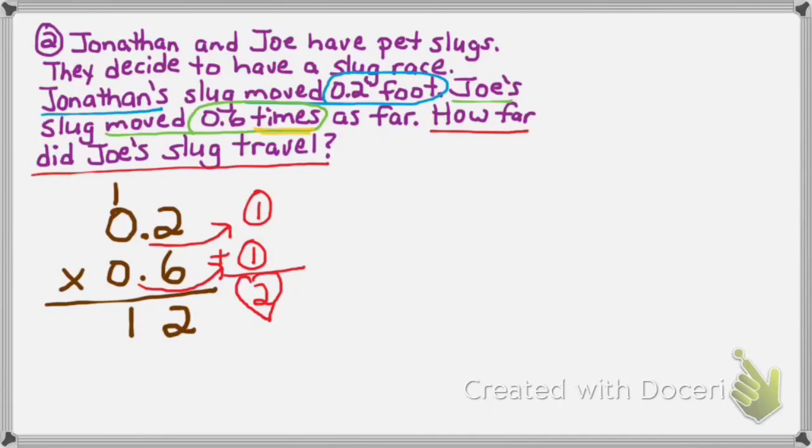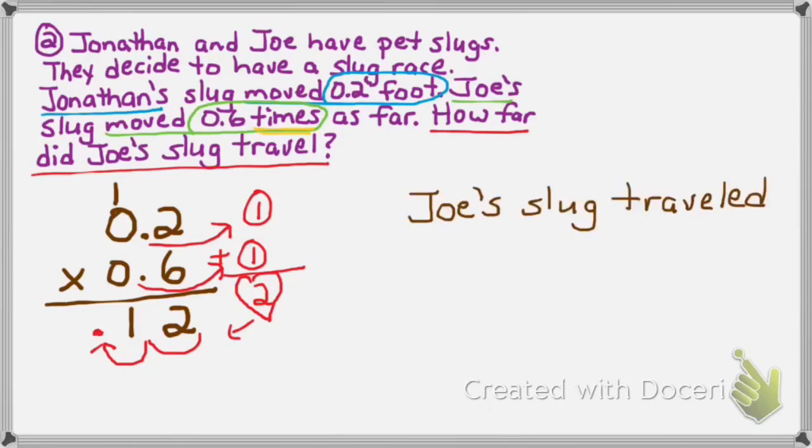But I'm not done. My answer is not 12 because remember, I have to dance the happy couple back in. Their total is 2, so the total steps they dance back in together as a couple will be 2. 1 place, 2 places, and put the decimal there. So the question said, how far did Joe's slug travel? Joe's slug traveled, well, I can't start a number with a decimal. I know Mrs. Wainwright won't be happy with that. So I know I'll put a place value 0 before it.